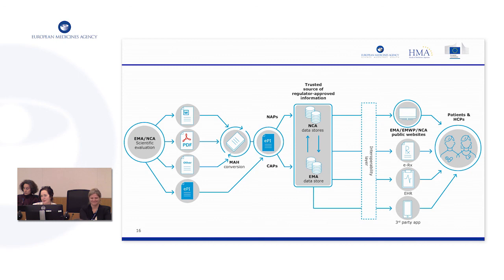Once the electronic product information is available, it will be stored in the National Competent Authority or EMA, which is what we call the trusted source of regulatory approved information. This will be the basis to be displayed first on the website of the national authority or EMA, or to be captured and used by any third party, which means third-party applications, e-prescriptions, electronic health records, etc. So there are different ways by which the information will reach the patients and the healthcare professionals.